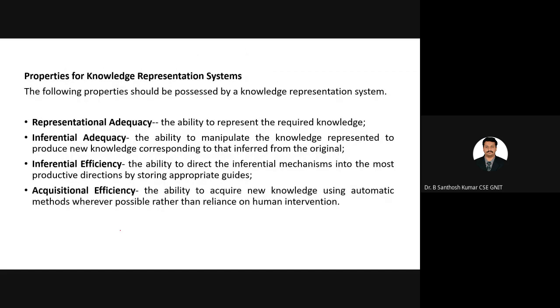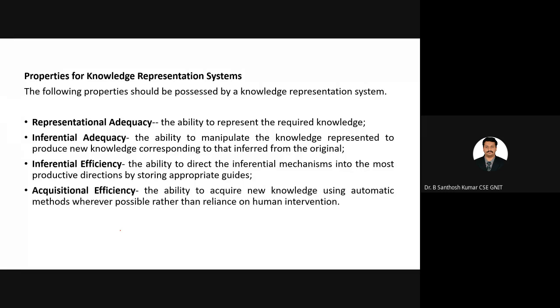Then the properties for knowledge representation systems. The following properties should be possessed by a knowledge representation system: representational adequacy, then inferential adequacy, then inferential efficiency, then acquisitional efficiency. So these are the four properties. The first one is representational adequacy: the ability to represent the required knowledge. Previously we said that one particular musician can handle music well. Like that, we are representing their knowledge.